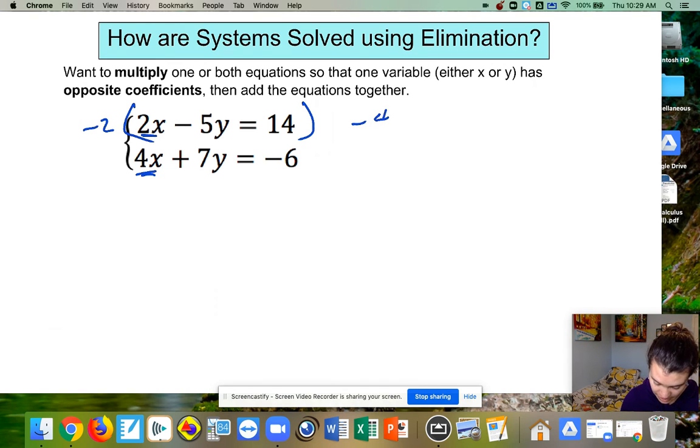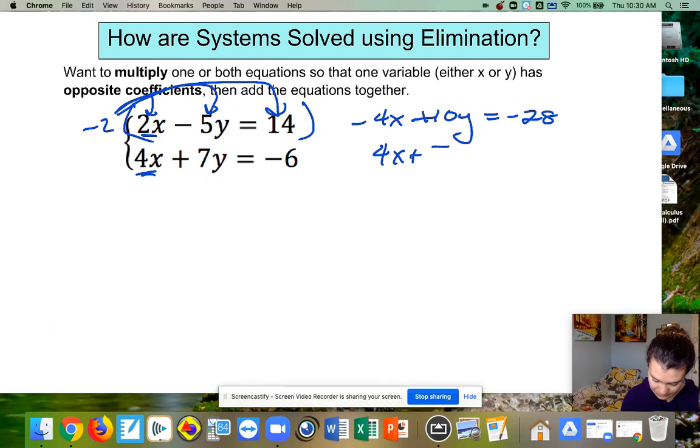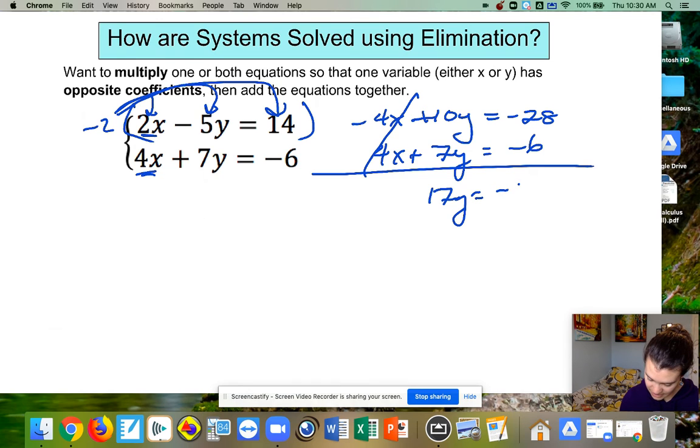So you'll get negative 4x plus 10y equals negative 28. So make sure this 2 is going to every single value. And then I can just rewrite the other one and add. Those will cancel. You'll get 17y equals negative 34. Divide, and y equals negative 2.